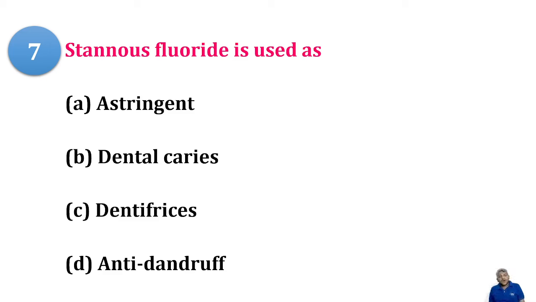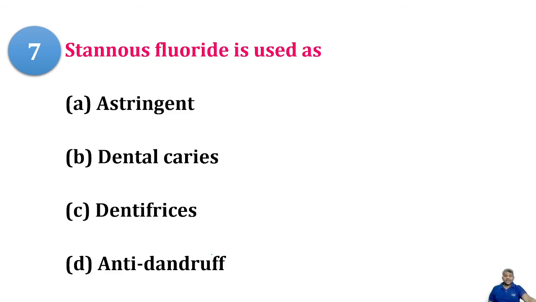Next you have stannous chloride. This question is from your dentifrices. So stannous chloride is used as, you have the options, an astringent. Astringents are compounds that are used for precipitation of protein. Next, dental caries agents are used to clean up the teeth. Dentifrices are products that are used for polishing and all those things.